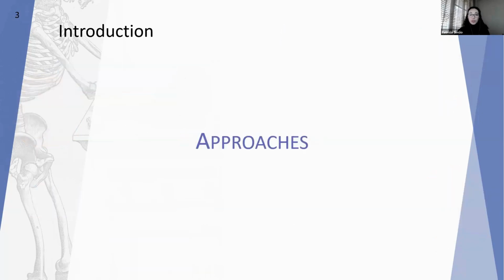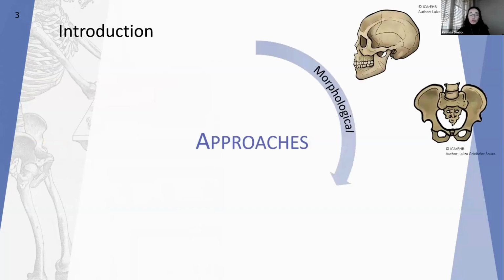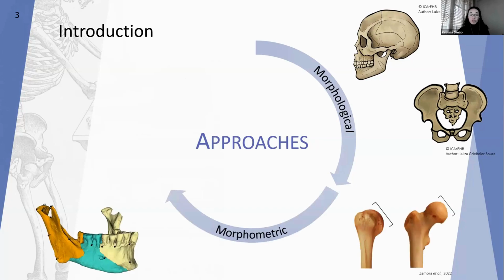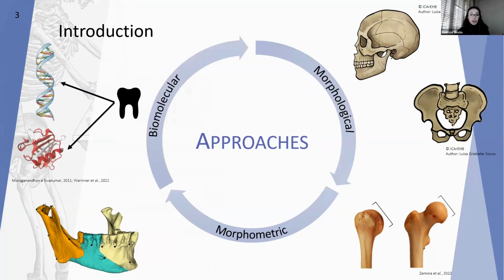So, sex estimation currently relies on three main approaches. Morphological, which involves the visual assessment of the shape and size of specific anatomical features, typically from the cranium and pelvis. Morphometric, which compares measurements and indices of certain anatomical elements and analyzes them quantitatively. Geometric morphometrics is included in this category. And finally, biomolecular, which includes DNA analysis and proteomics.